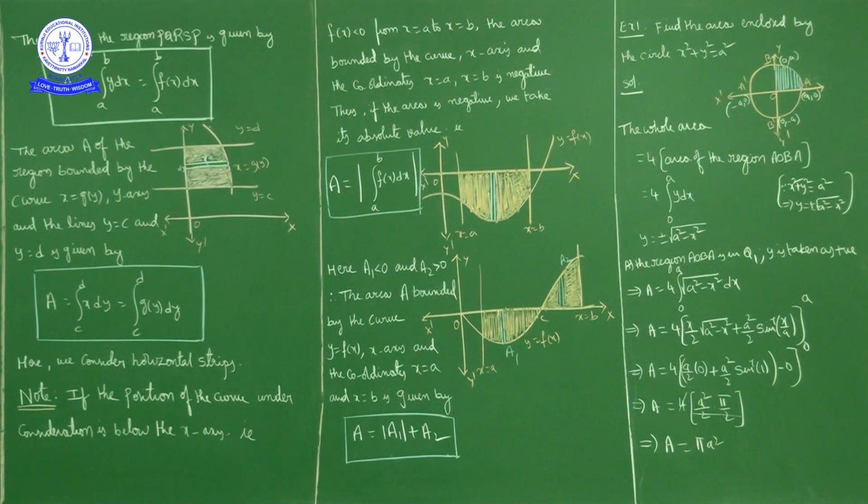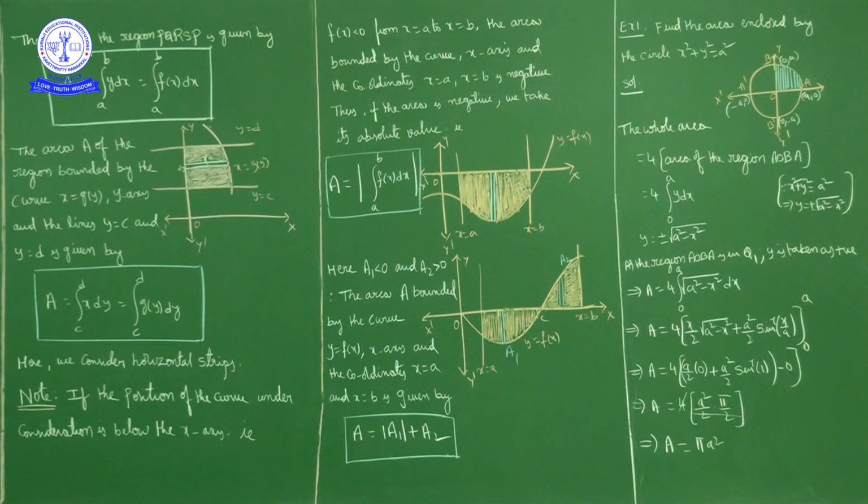Here, what is the curve given? x square plus y square is equal to a square. So y square is equal to what? a square minus x square. So if you take the square root on both sides, y is equal to plus or minus square root of a square minus x square.